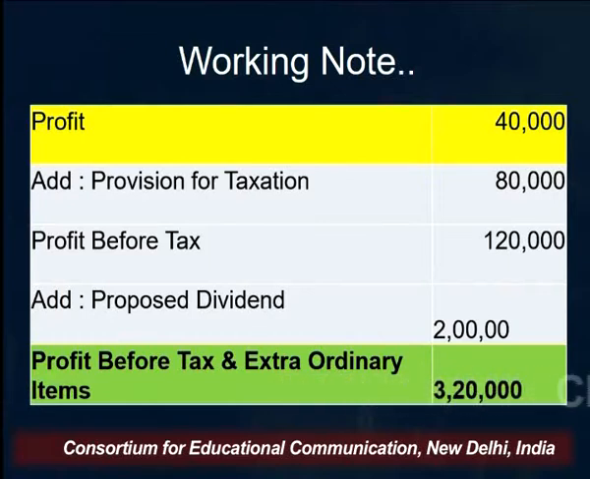There are two ways to deal with it. Either you straight away do it in the statement of cash flow, or you go and do it in the working note and then go ahead with the profit before tax and extraordinary items. So both ways are open to you. But in this question, I have tried to deal with this calculation in the working note, and then I'll proceed to the question.